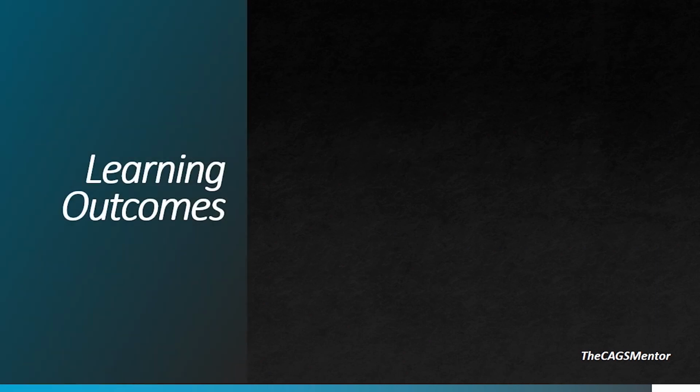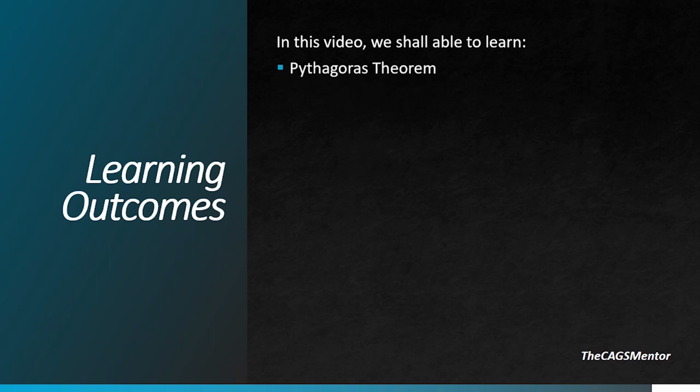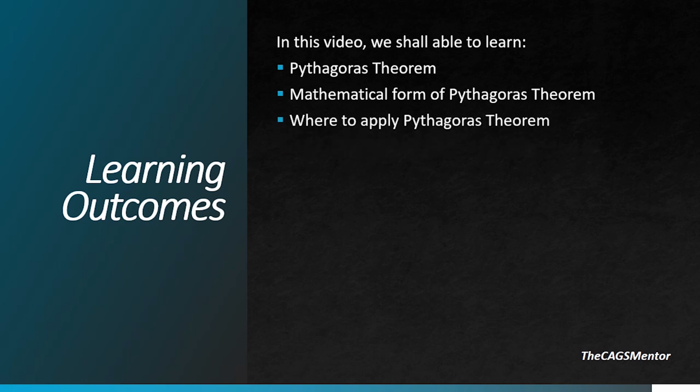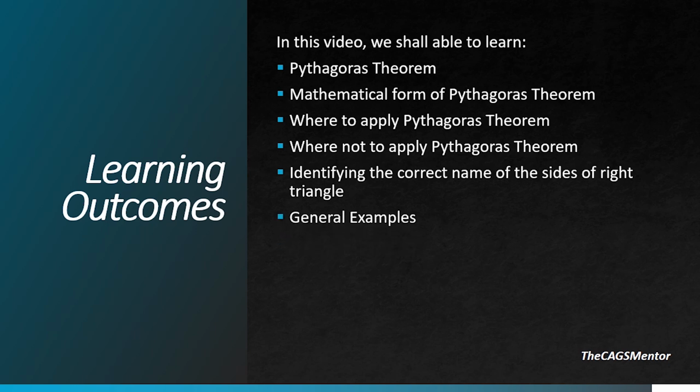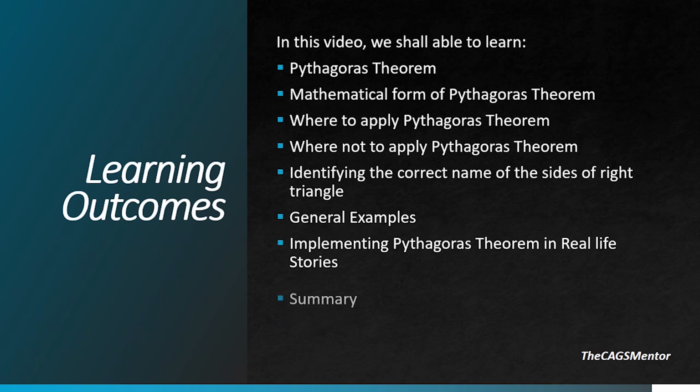Learning outcomes. What you will learn in this video: we shall be able to learn Pythagoras theorem, mathematical form of Pythagoras theorem, where to apply Pythagoras theorem, where not to apply Pythagoras theorem, identifying the correct name of the sides of right triangle, general examples, and examples relating to real life stories. Then we will implement Pythagoras theorem in real life stories. Then summary, and thank you.